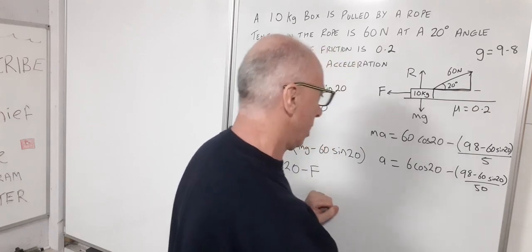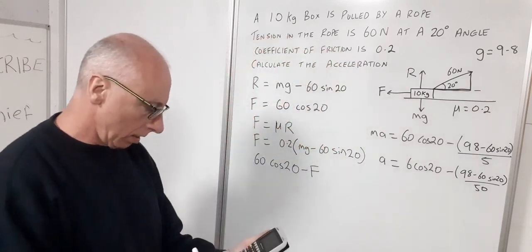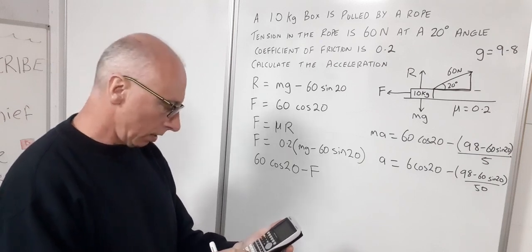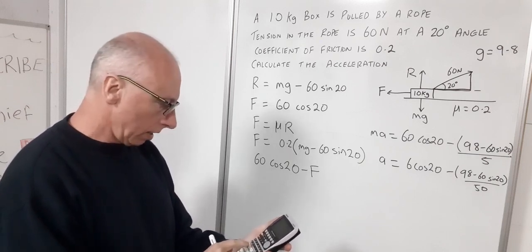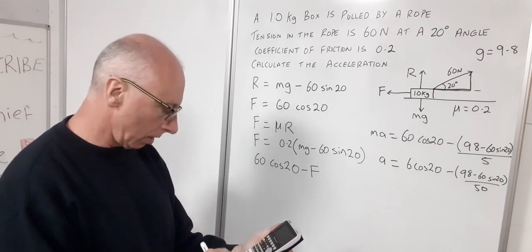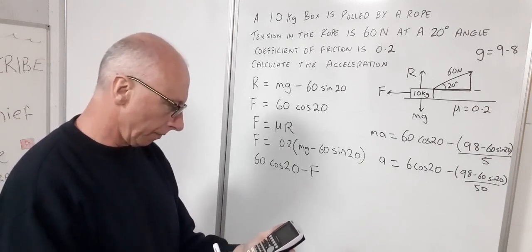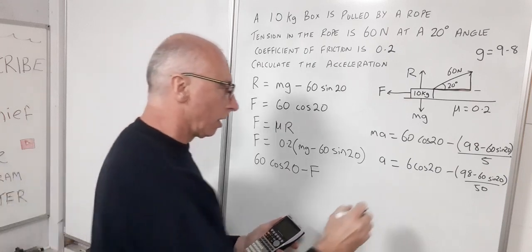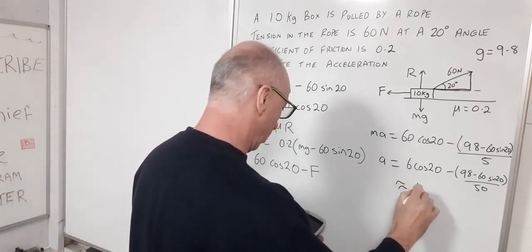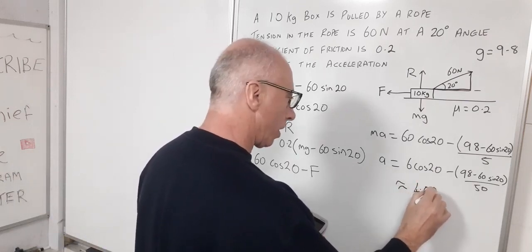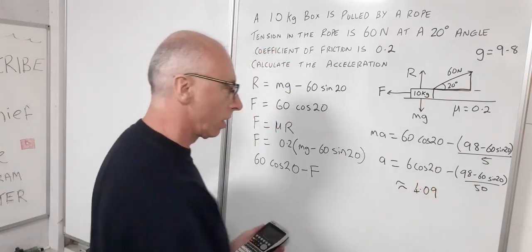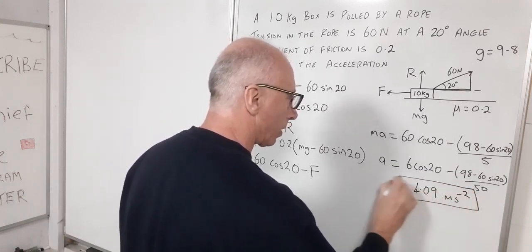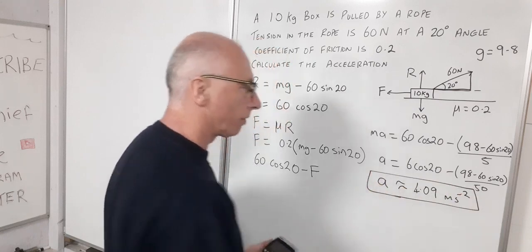Okay, let's calculate what that is. So 6 cosine of 20 minus 98 minus 60 sine 20, and that's divided by 50. So that gives me approximately 4.09, to 3 significant figures. So that will be meters per second squared. So that's going to give me my acceleration.